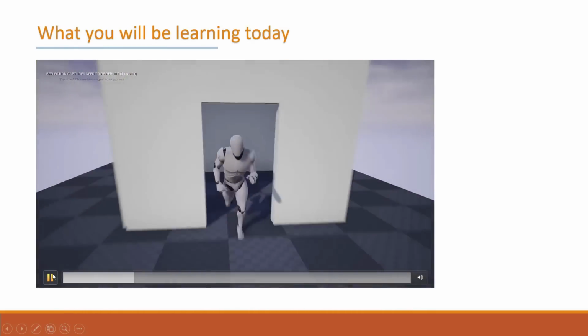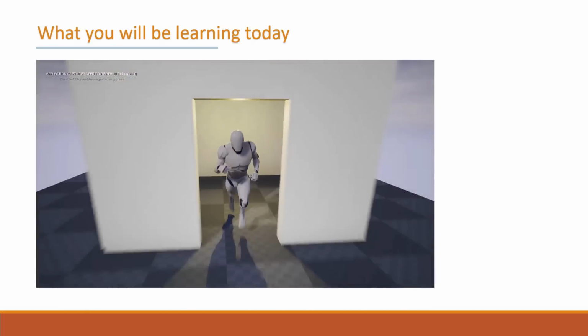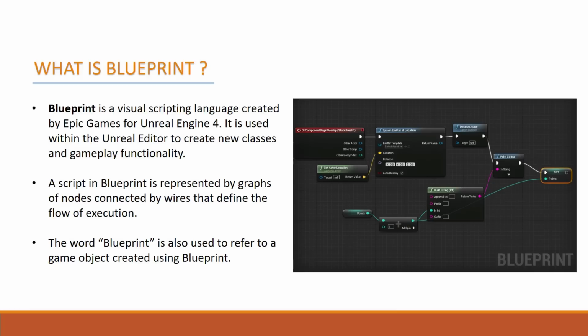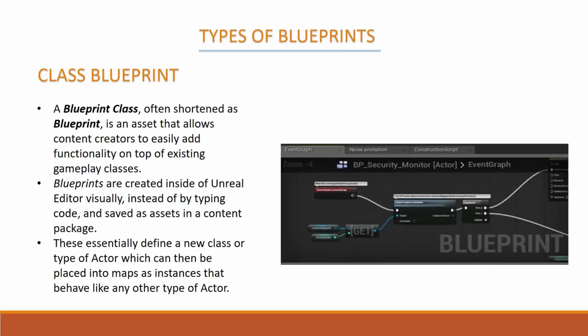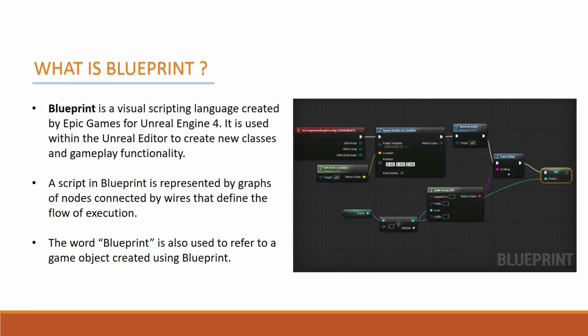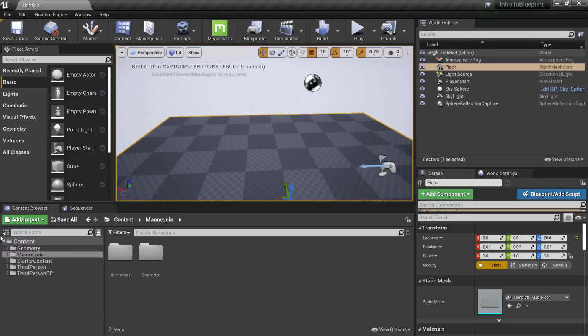And there is a light inside it. Okay, now we need to create this thing. So how will we create that? After that we will move to level blueprint, what is level blueprint, what is class blueprint. But first we need to create a small room in which our character can enter and exit. So how can we create that?